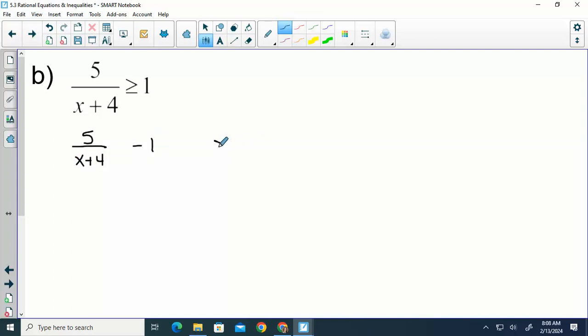Okay, now I really need a single fraction. When we were graphing those, we had a fraction, and then we were looking at all the properties of the graphs. So I need to put those together. If you want to add or subtract fractions, what do you have to have? Common denominator. This is like 1 over 1. So if I want it to match, it needs to be over x plus 4. So we're essentially going to multiply the top and bottom by x plus 4.